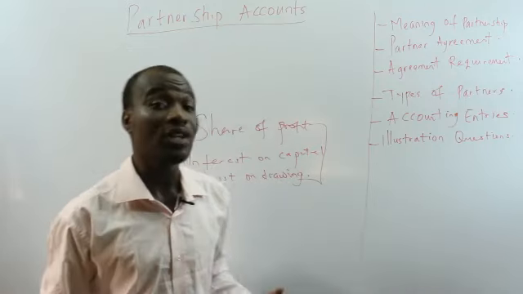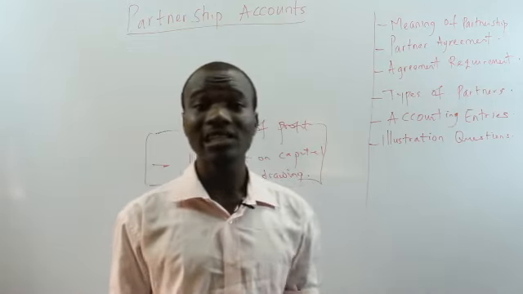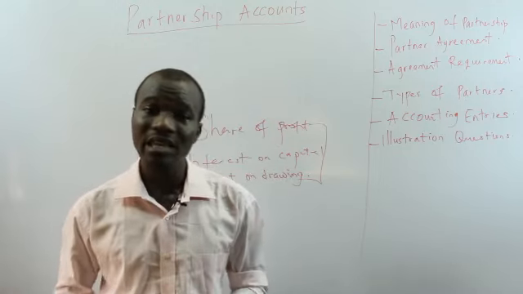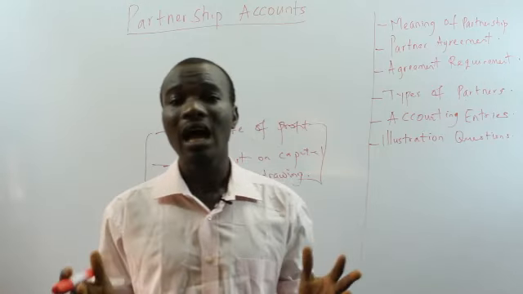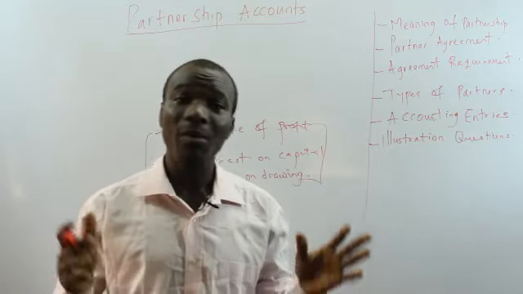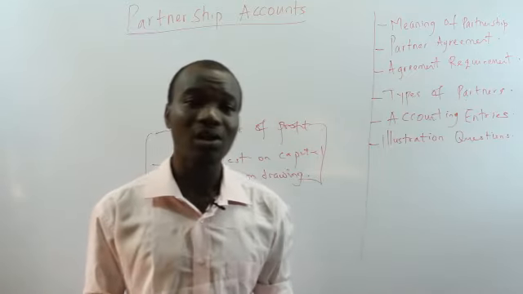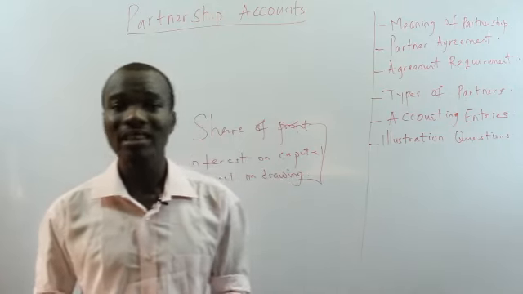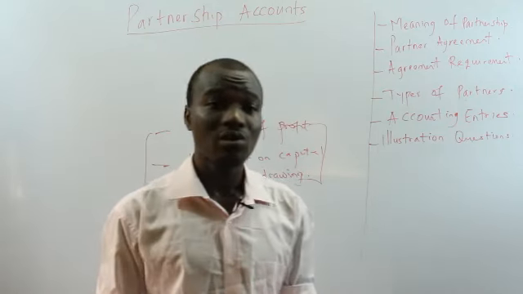So whenever you have interest on drawing, what will happen? We are going to credit the appropriation account and debit the partner's current or capital account. So that is the accounting entry for interest on drawing. The appropriation account will be credited while the partner's capital or current account will be debited with interest on drawing.